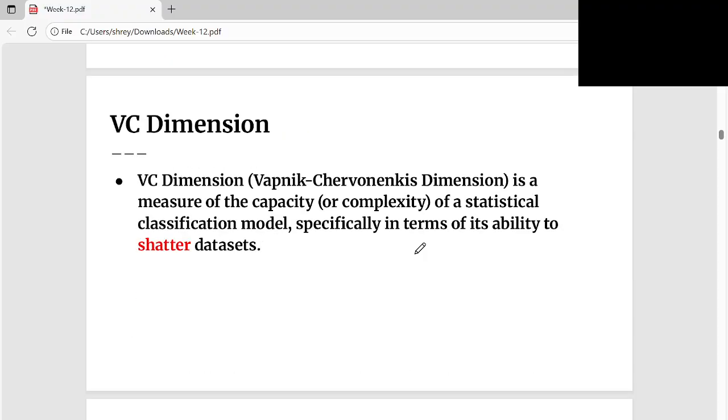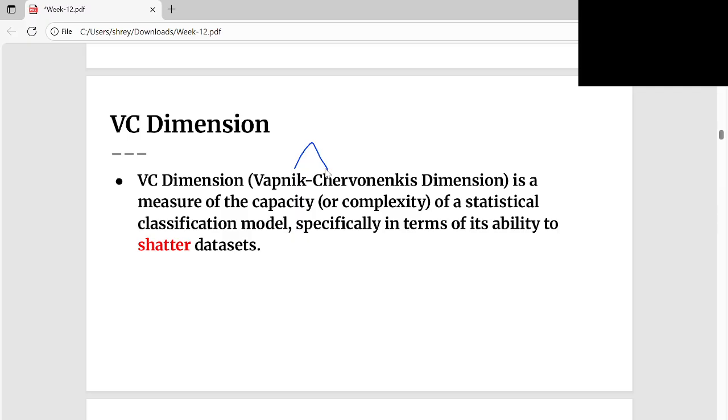Okay, next thing is VC dimension. This concept is also very important. VC dimension means Vapnik-Chervonenkis dimension. It is defined by these two scientists, so that's why it is called VC. It is a measure of the complexity of a statistical classification model. One of our key questions was how to define the complexity of ML models, so this is one of the ways: VC dimension.